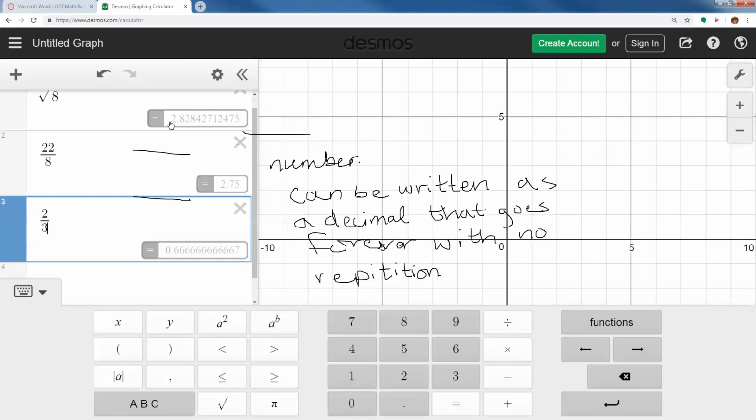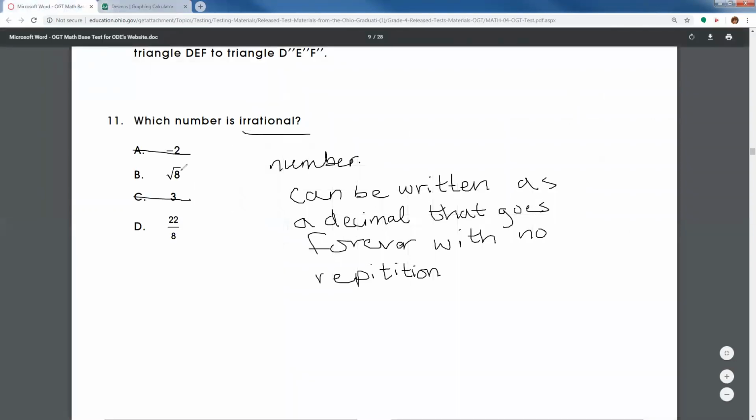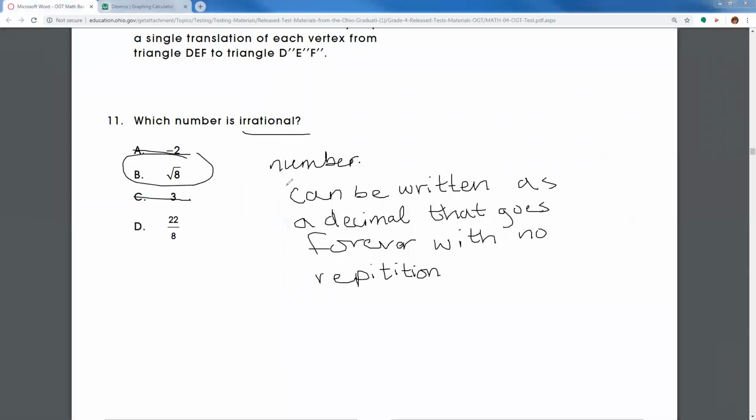So the square root of 8 is irrational. A decimal that just stops is called rational. And this one where there's the repetition is actually also rational. So these two would be rational. This one is irrational. So B is our answer.